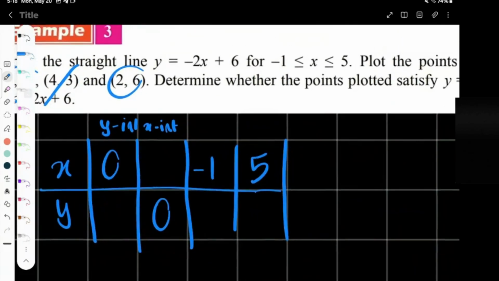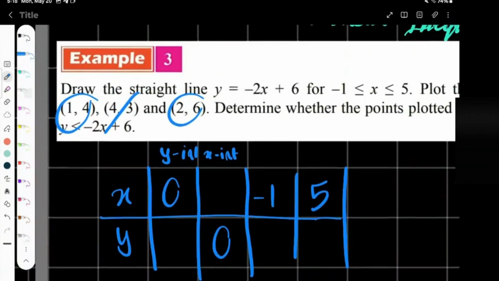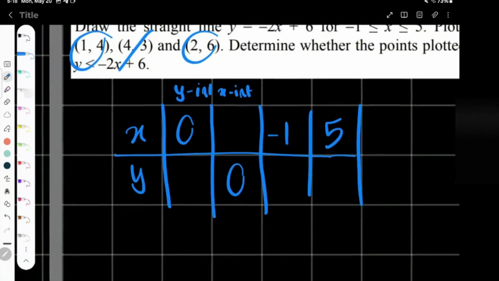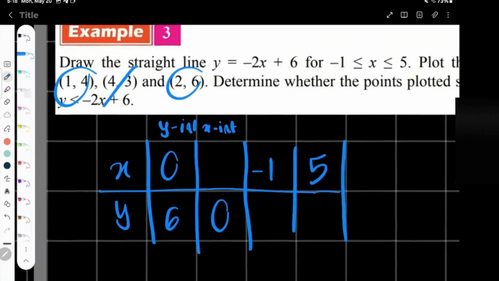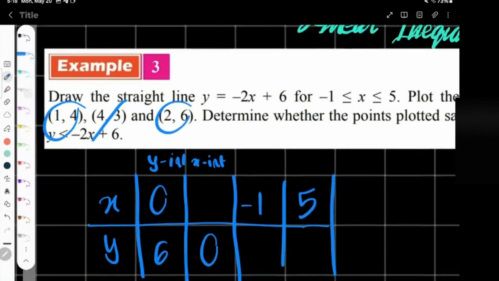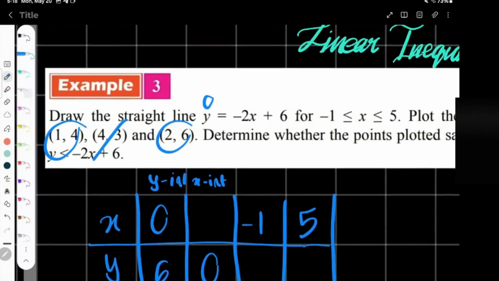Now what do you do? You look at the equation. Now you just substitute. If you sub 0 into this, negative 2 times 0 is 0, and 0 plus 6 is 6. If y is 0, then 0 equals negative 2x plus 6. Move 6 to the other side, it becomes negative 6, equals negative 2x, and then x will be 3.